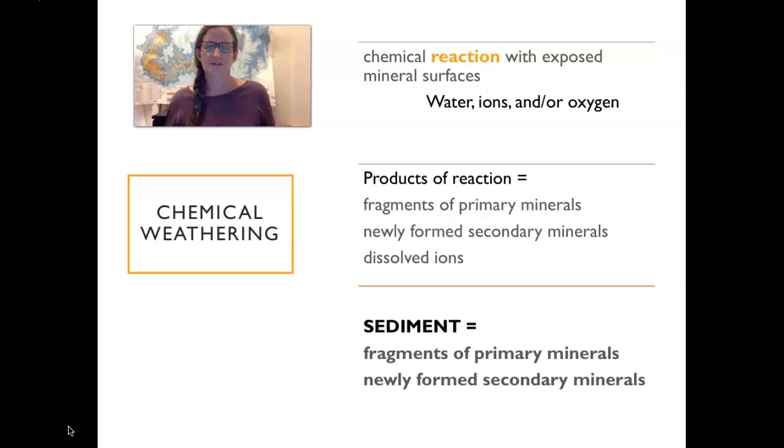Chemical weathering. This is the weathering that involves a chemical reaction. The reaction is going to happen in the presence of water. There's going to be ions. There's going to be oxygen involved. The reaction is going to create something new. So what are the products of that reaction?